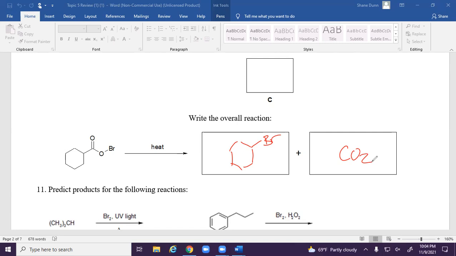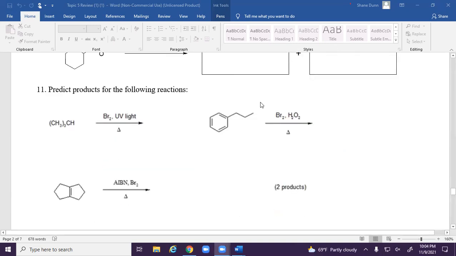Isn't this fun? I love it. I hate radicals so much. Yeah, this is not fun. No, radicals are stupid. I don't like them. Okay. So.